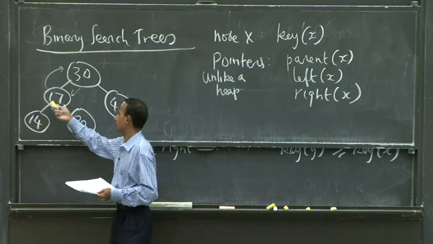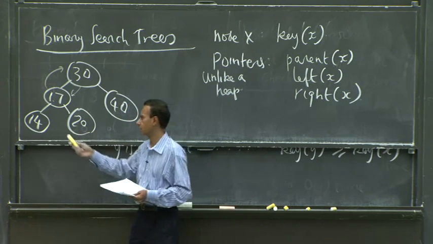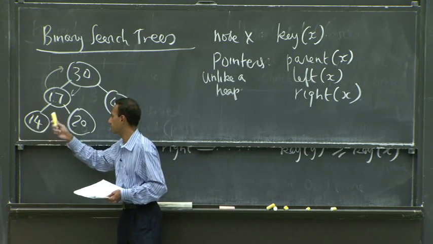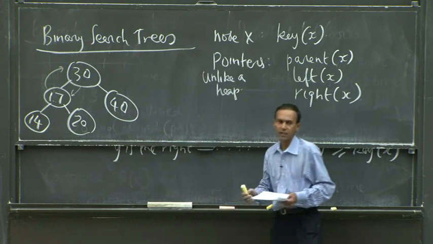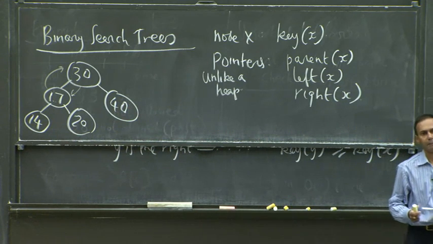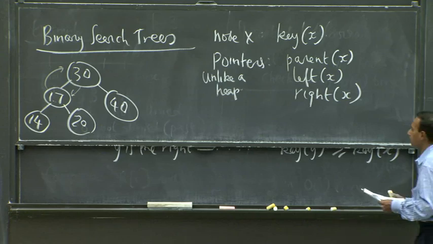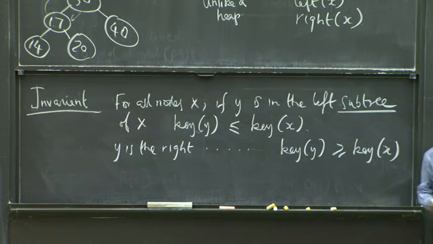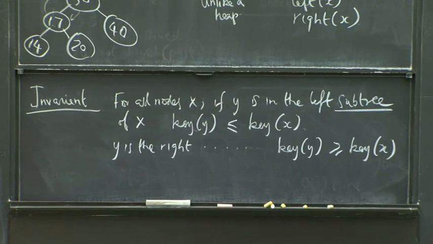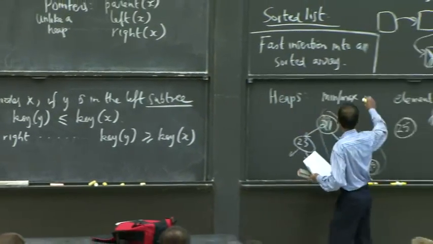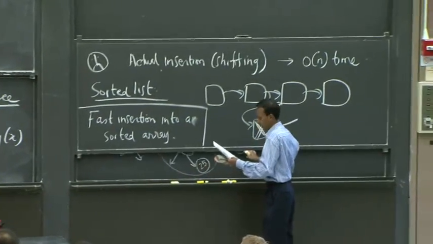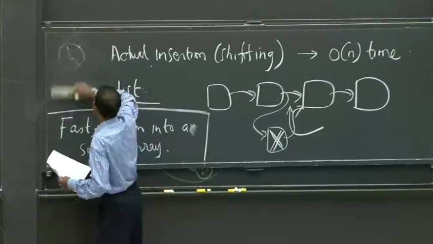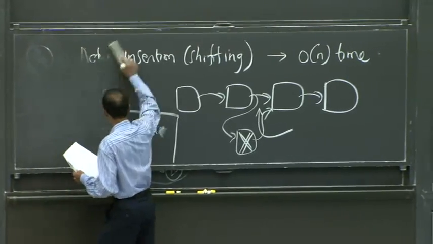The only other non-trivial node here is 17, and you see that 14 is less than 17, and 20 is greater than 17. Okay? So that's the BST. That's the data structure. This is the invariant. So let's look at why BSTs are a possibility for solving our runway reservation problem. And what I'll do is I'll do the insert.